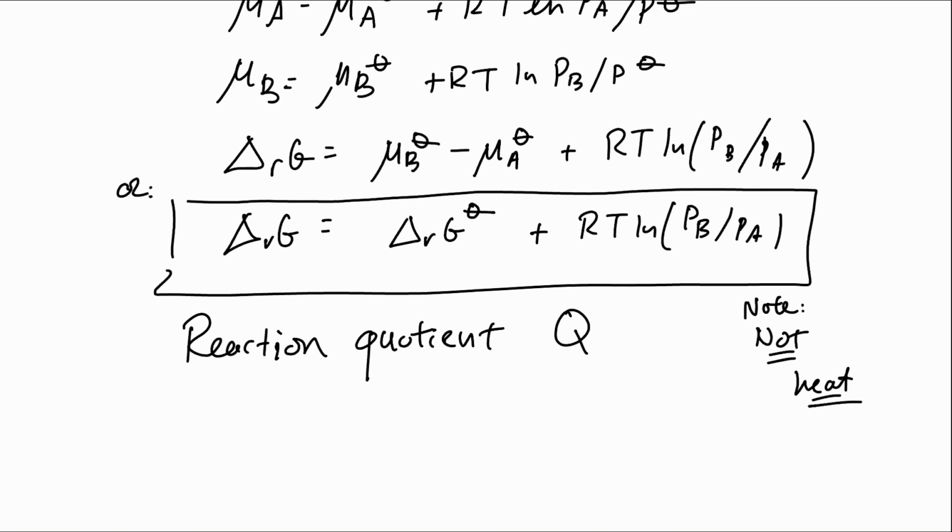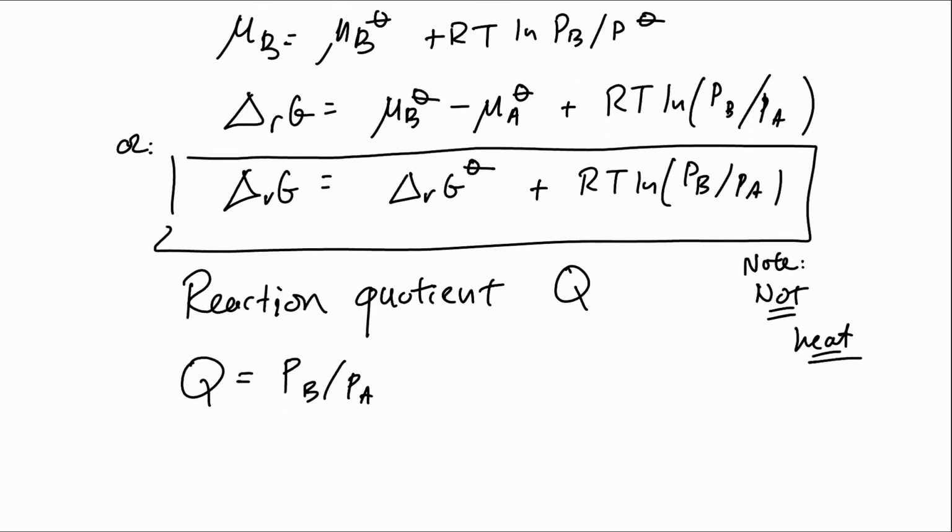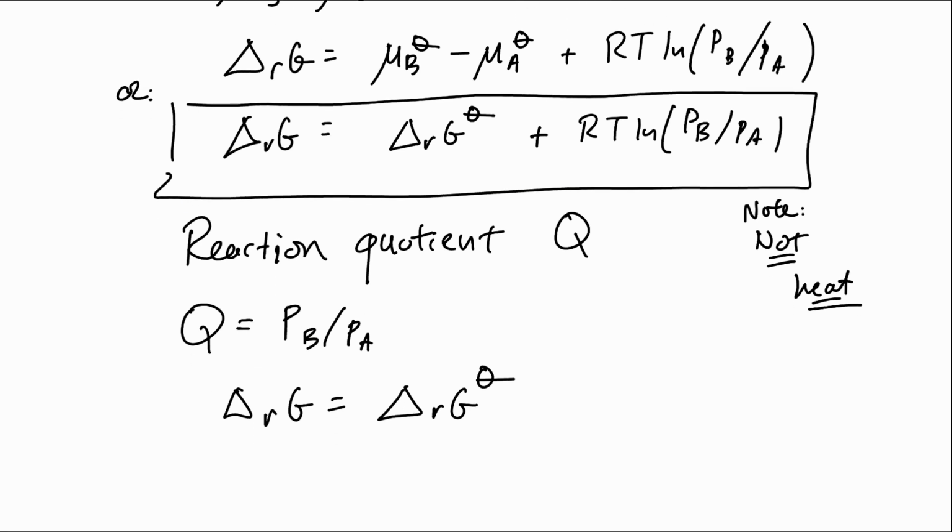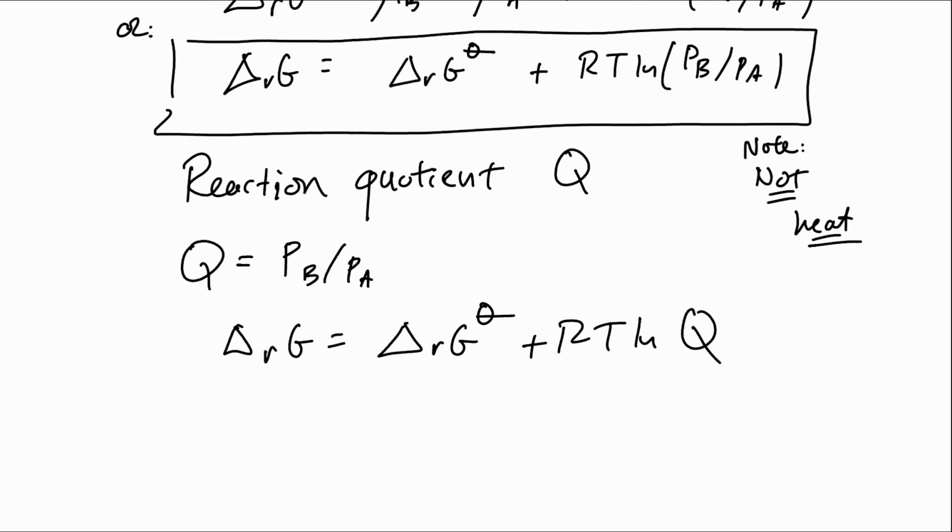And I'll write down a general expression for it, but let's just talk about this particular example. So our Q here, for this example, is this thing that shows up inside of the logarithm. So delta reaction G at some conditions is the delta reaction G at the standard state plus RT log of Q. And that'll be a general expression for any reaction really.